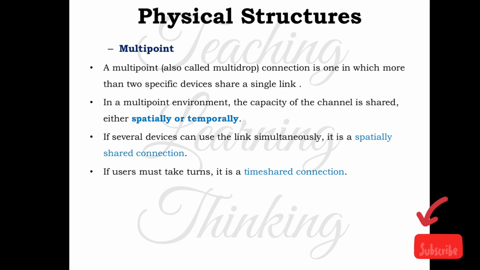A multi-point, also called multi-drop connection, is one in which more than two specific devices share a single link. So there is one link, but there are more than two nodes. Nodes means devices such as computers, printers, etc. In a multi-point environment, the capacity of the channel is shared either spatially or temporally.